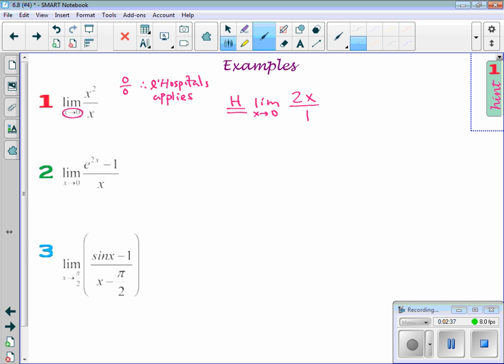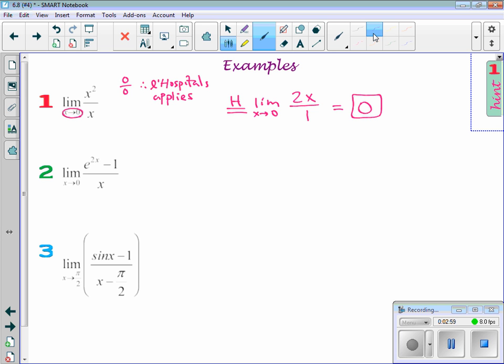Do a direct substitution again, so plug 0 in now. What do I get? 0, right, because I get 0 over 1. Questions on that at all? No, it is really easy. Okay, let's move to the next one here.